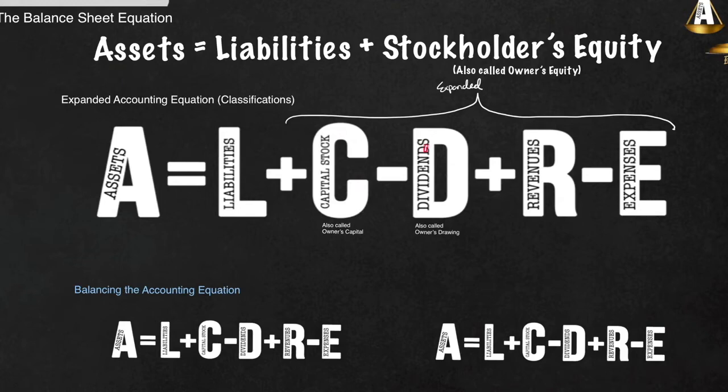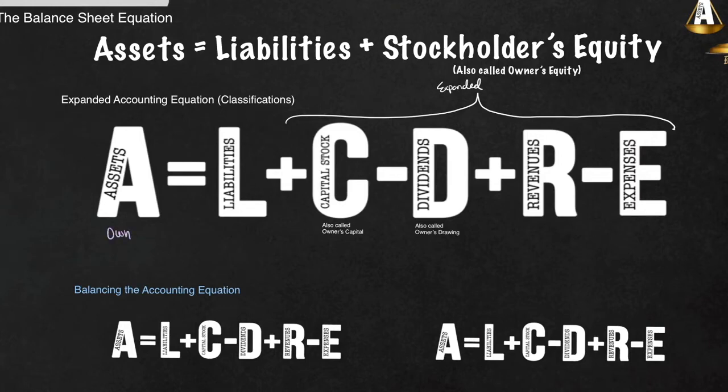The first one's capital stock. Second one is dividends. Third one is revenues. And the fourth piece is expenses. Those 4 things. Now, depending on the type of business, capital stock is usually for a corporation, but for sole proprietorships, it'll just be considered capital. Dividends is also for corporations. For sole proprietorship, it'll be referred to as drawing.